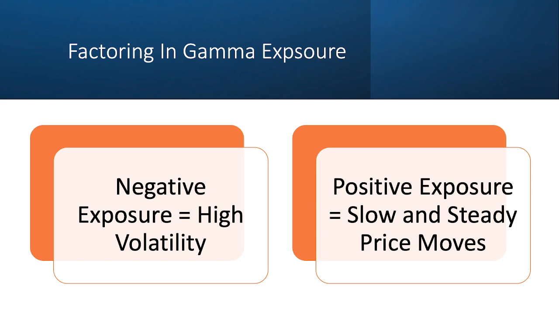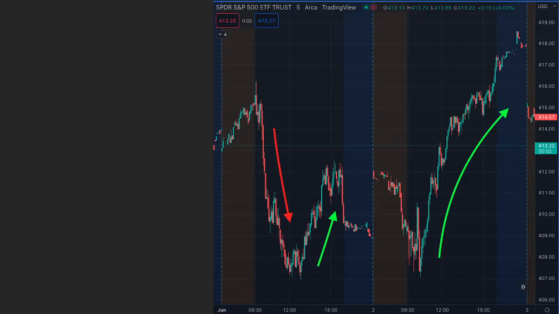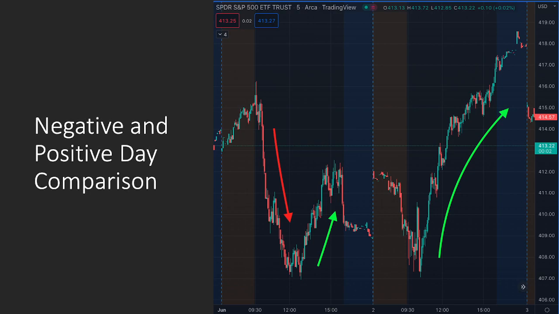Now, when we're in a negative gamma environment, it creates high volatility. When we're in a positive gamma environment, we have slow and steady price moves, typically in a bullish direction. The reason for that is because a negative gamma environment indicates that there's a lot of calls being sold and puts being bought, which are overall bearish, but it also changes the way that hedge funds, the smart money writing these options, hedge.